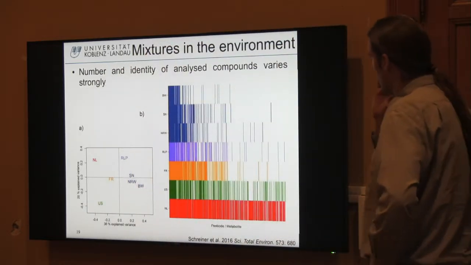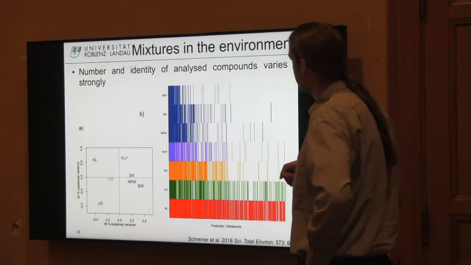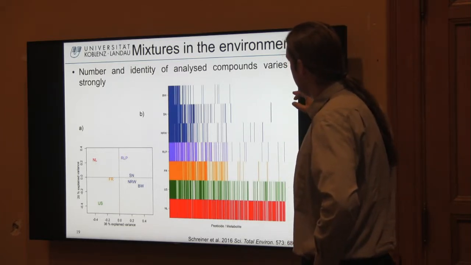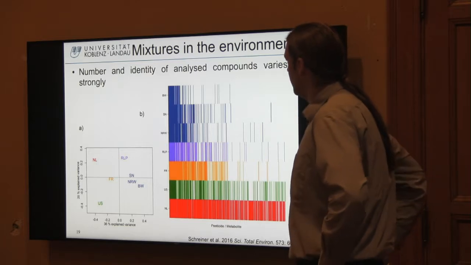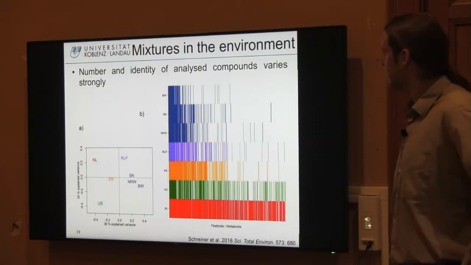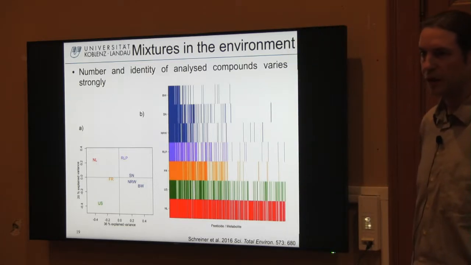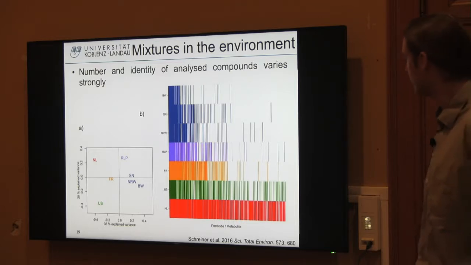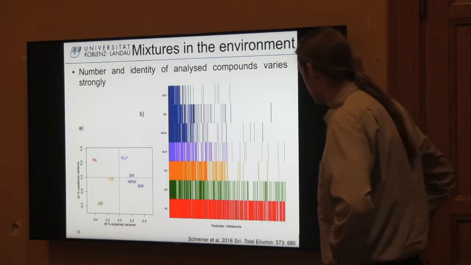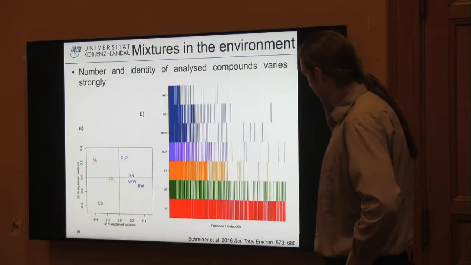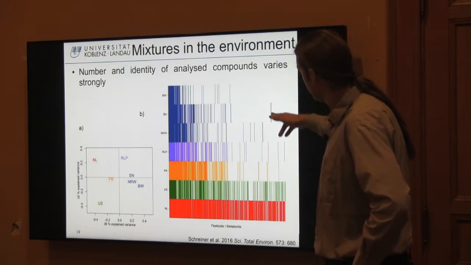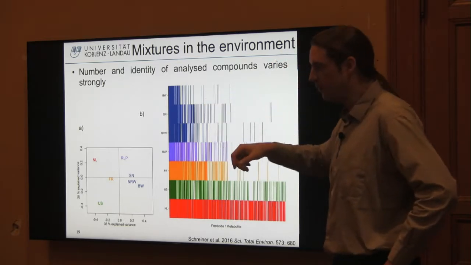What we found, after all this pre-processing, I'm not going into details there, is that first of all, the compounds that these different regions or countries analyze differ very strongly. So you see here, that's a barcode plot, and each of these lines represents a compound.